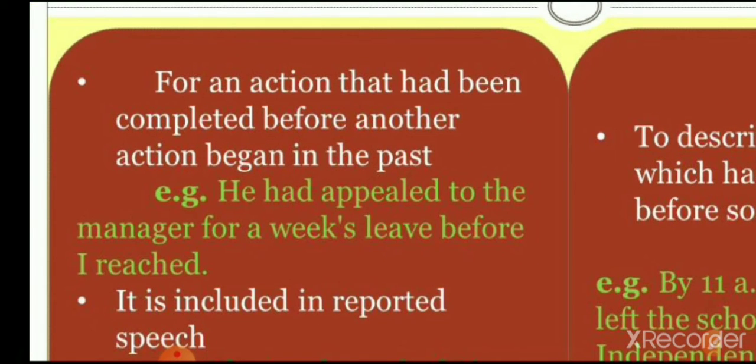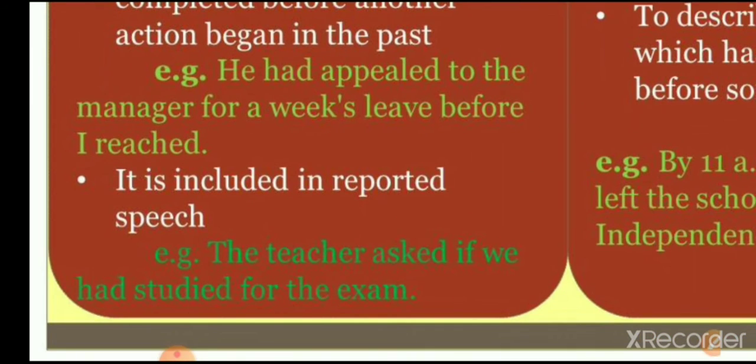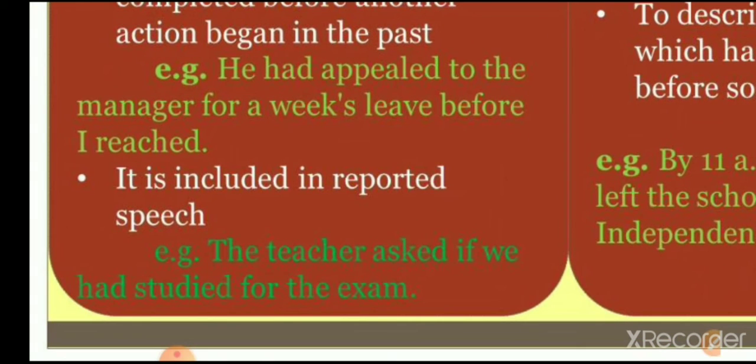So when to use past perfect tense? For an action that had been completed before another action began in the past. He had appealed to the manager for a week's leave before I reached. He had appealed. So this is in past perfect tense. This action took place earlier. And I reached. This is the later action and which we have given in simple past.